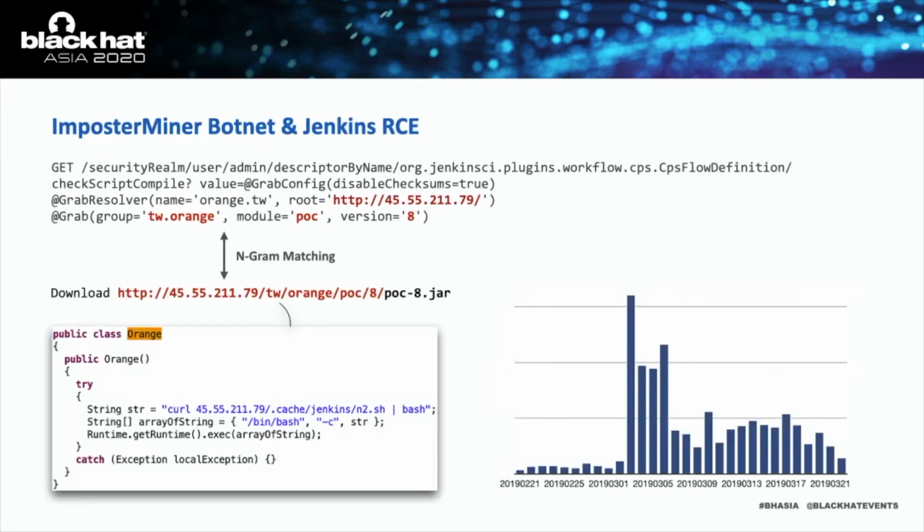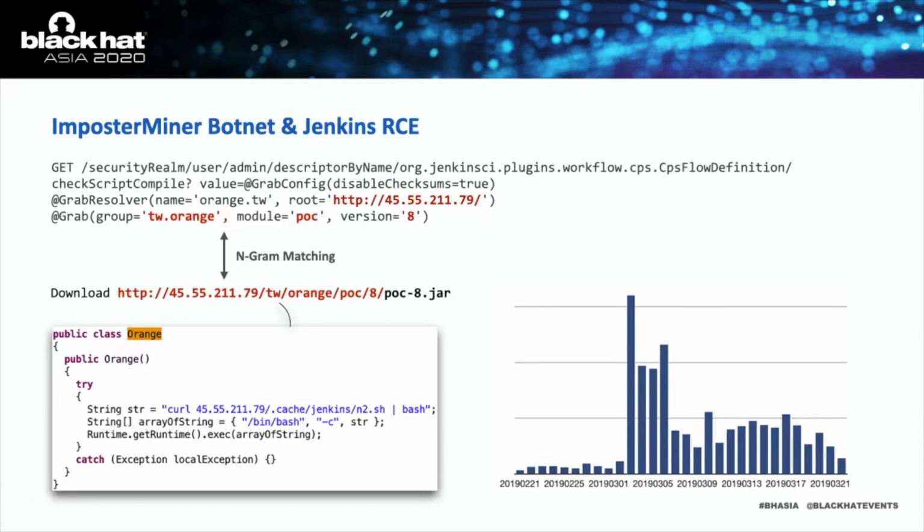Now, let's go through a real botnet defense story. In early 2019, a botnet called Imposter Miner used Jenkins RCE zero-day to spread and infected thousands of Jenkins web servers. 20 days before that, we had captured the zero-day payload, so our cloud users are well protected.